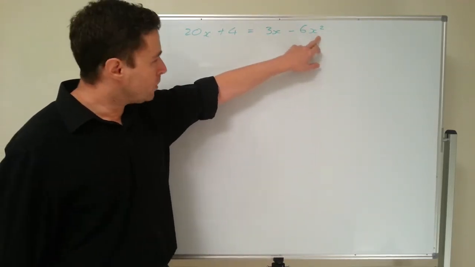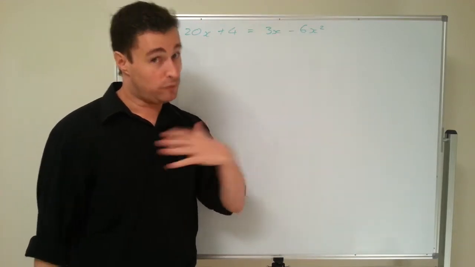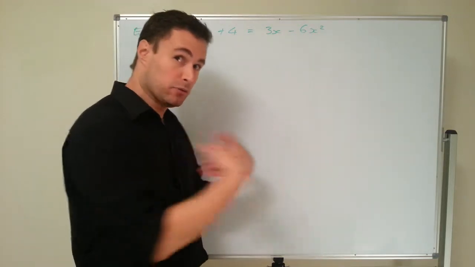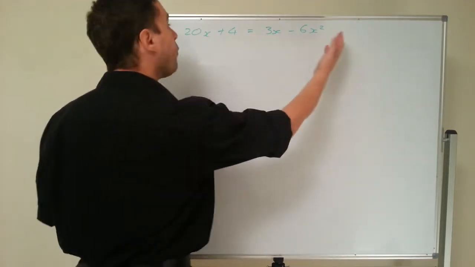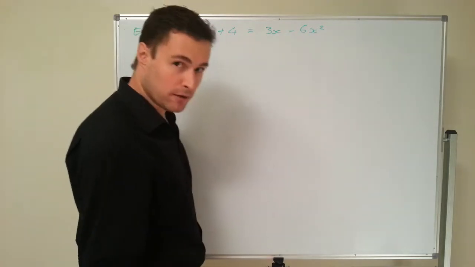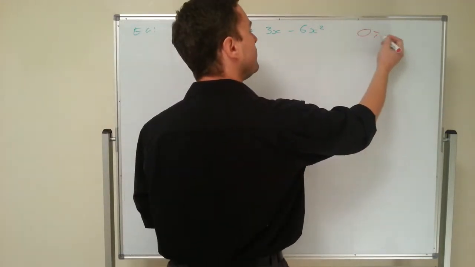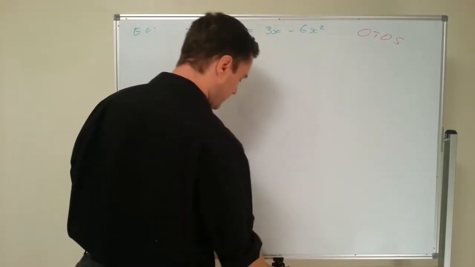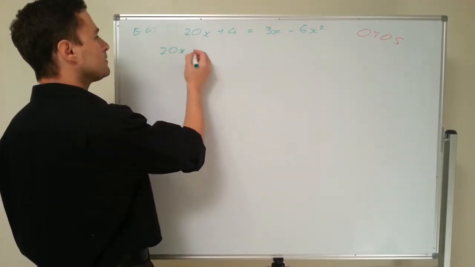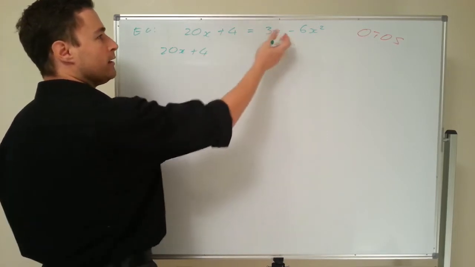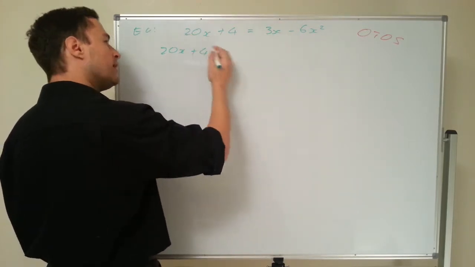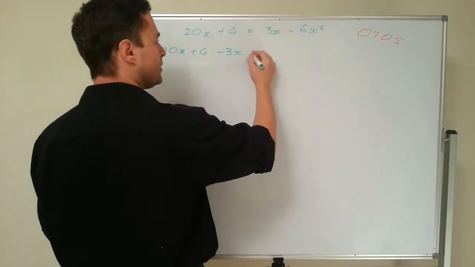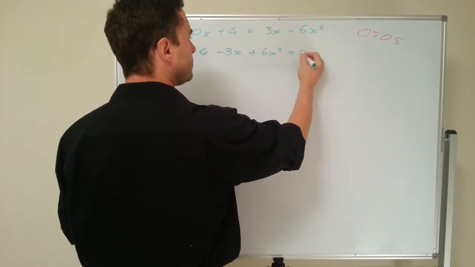So if it's a quadratic, first rule with solving quadratics, get everything to the one side equal to 0. So I've got to move all of this to this side. And how am I going to move it? My favorite words: opposite to other side. Let's leave this 20x plus 4 there. Bring the 3x over, opposite of plus 3x is minus 3x. Opposite of minus 6x squared is plus 6x squared, equals 0.